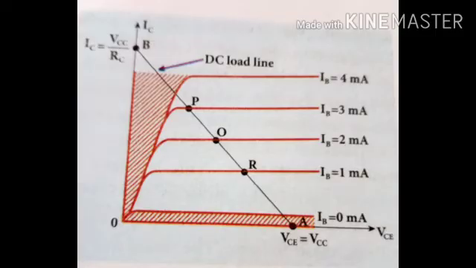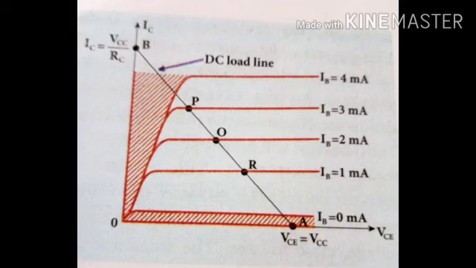The line is drawn with the values of VCC and IC. It is called a load line. It is superimposed on the output characteristics of the transistor. It is used to find the operating point of the transistor.